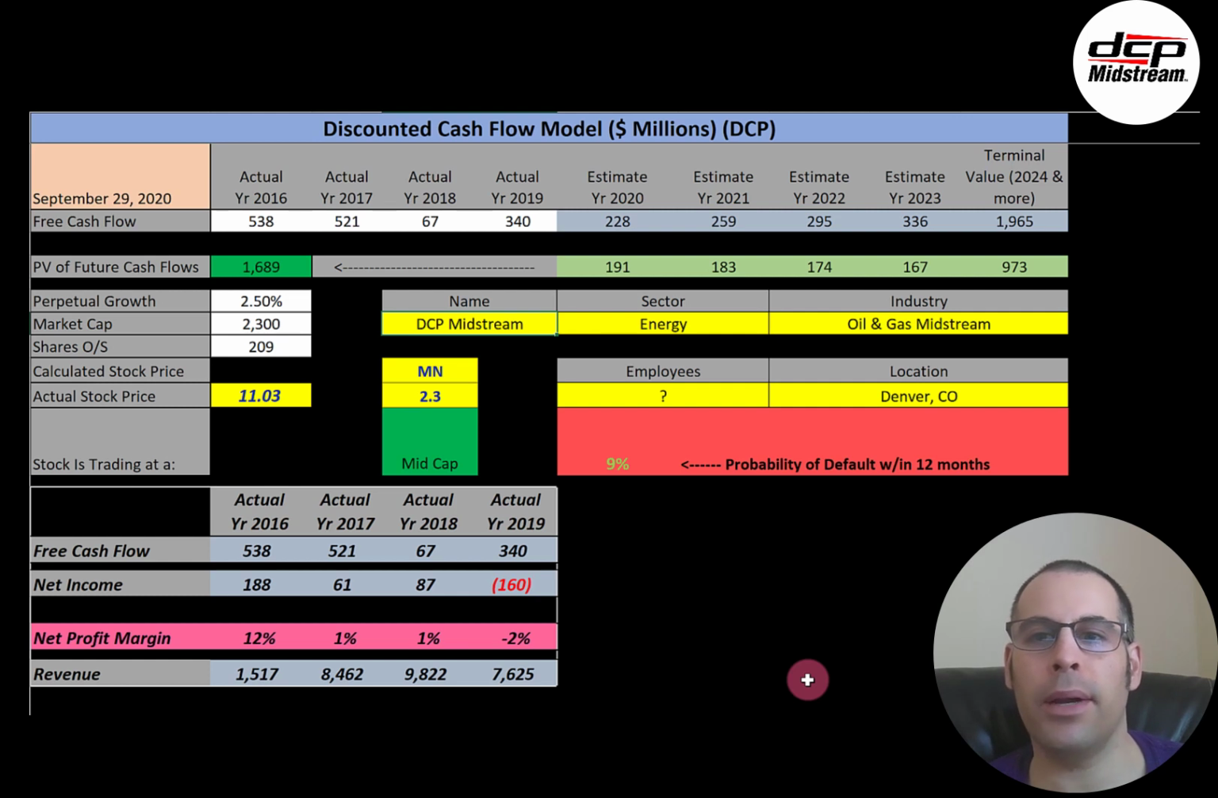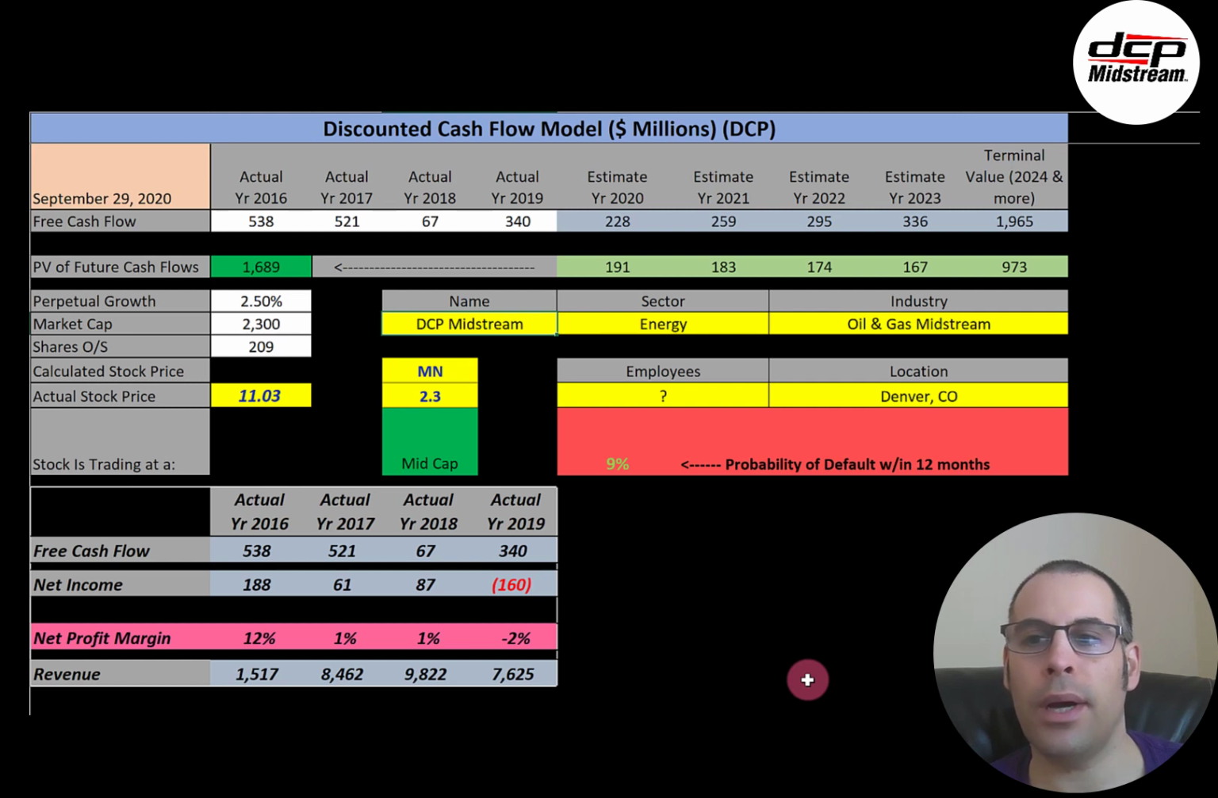The first company we're going to look at is DCP Midstream. Midstream refers to points in the oil production process that fall between upstream and downstream. Midstream activities include the storage, processing, and transportation of petroleum. DCP is a master limited partnership.